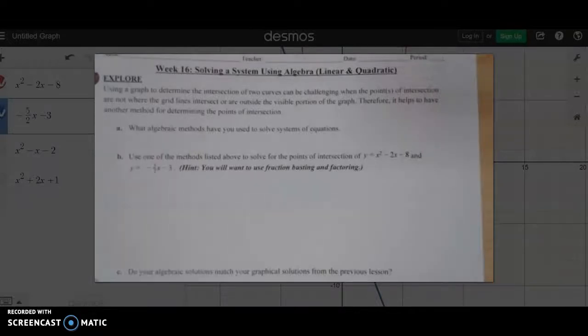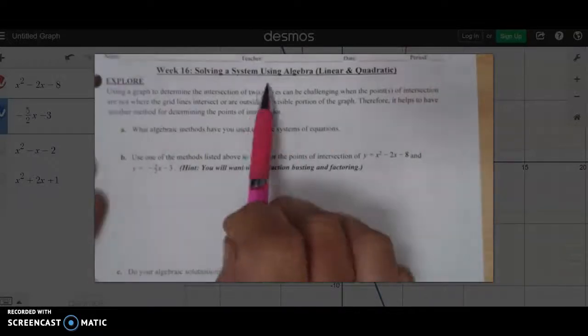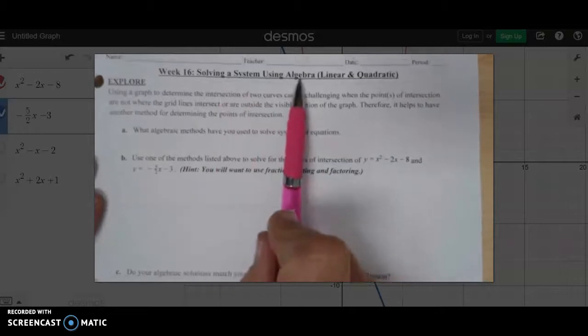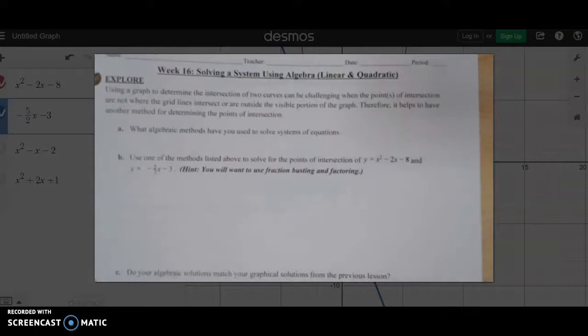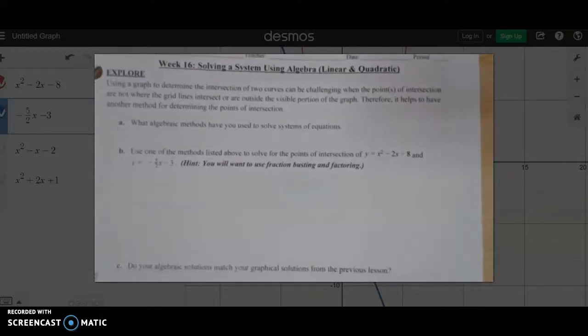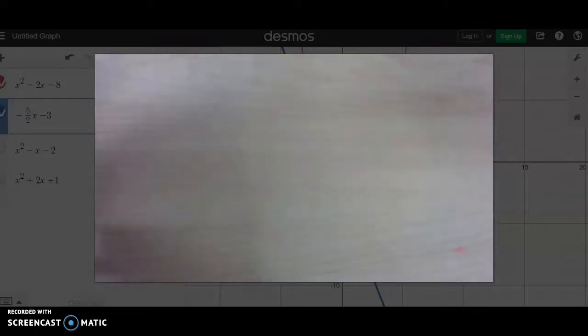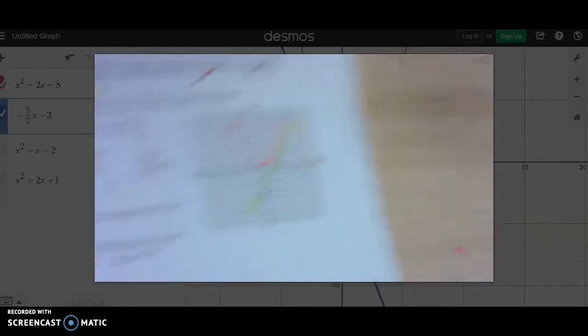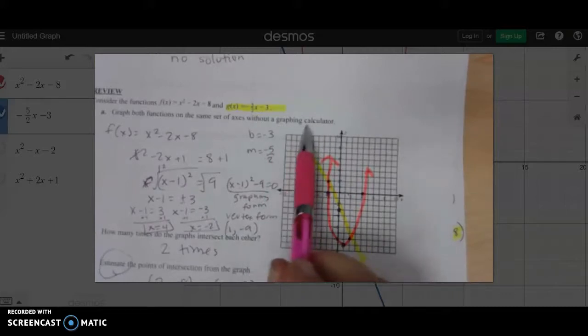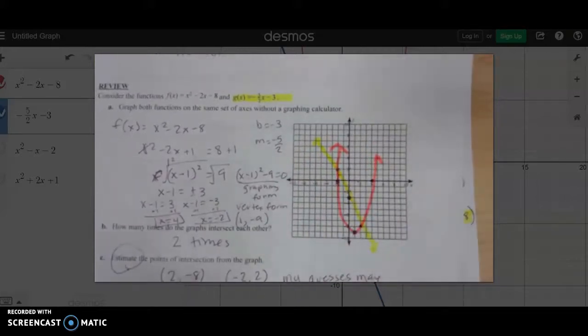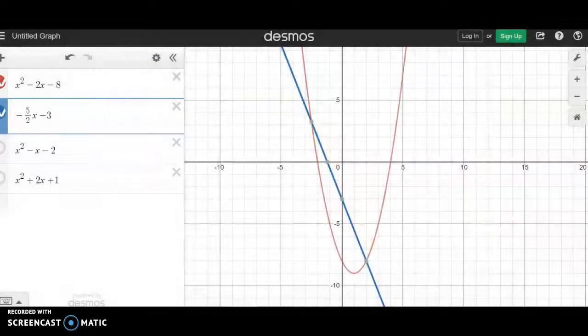For the last lesson in week 16, we're going to talk about solving a system of equations using algebra. So the previous lesson we did it with graphing, and I'm just going to go back to that last question. The last question on the last video, we found out without a graphing calculator what our answers would be. But let's look at what that looks like with a graphing calculator.